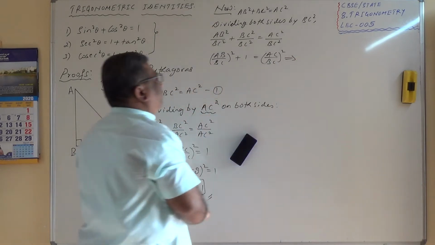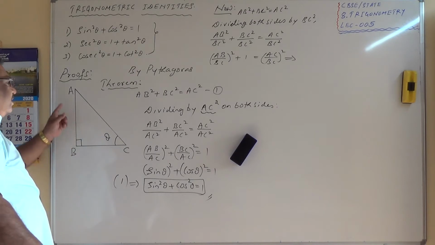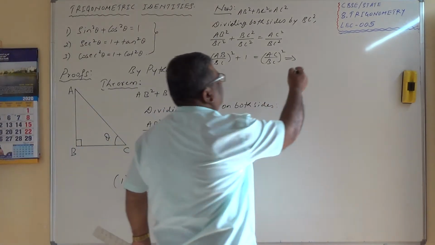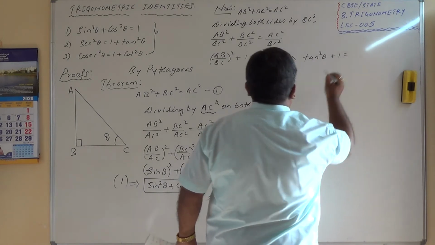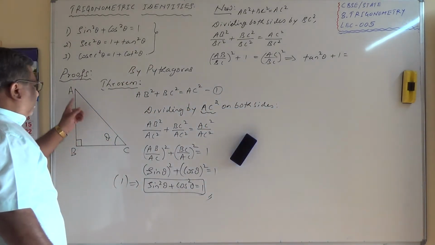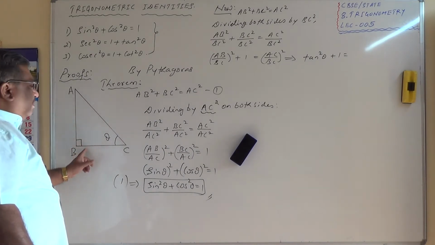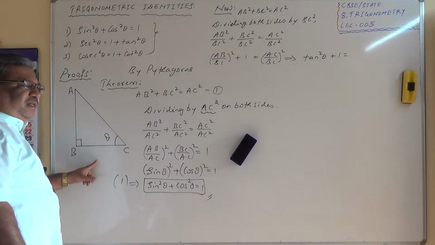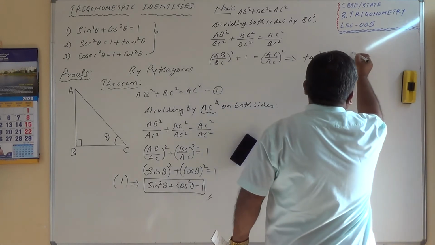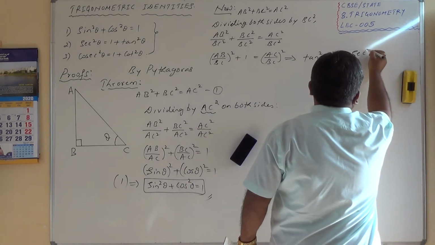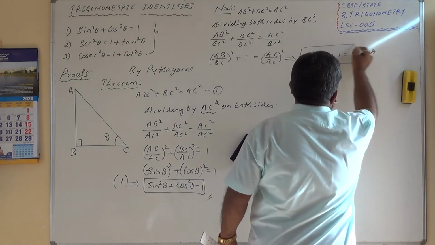This implies, what is AB by BC? AB by BC is tan theta. Tan square theta plus 1 equals AC by BC the whole square. BC by AC is cos theta, so AC by BC, the reciprocal of that, is secant theta, which is sec square theta. So this is one relation we proved.